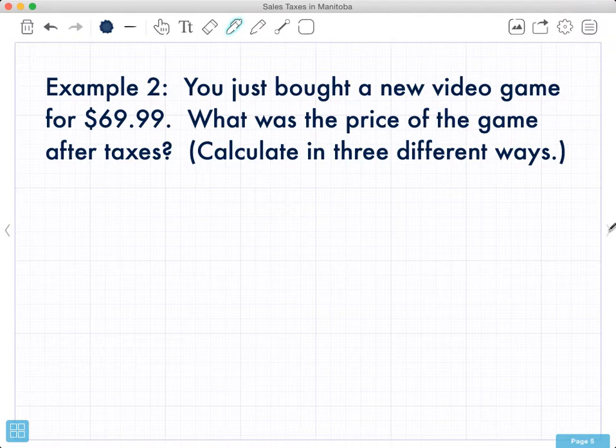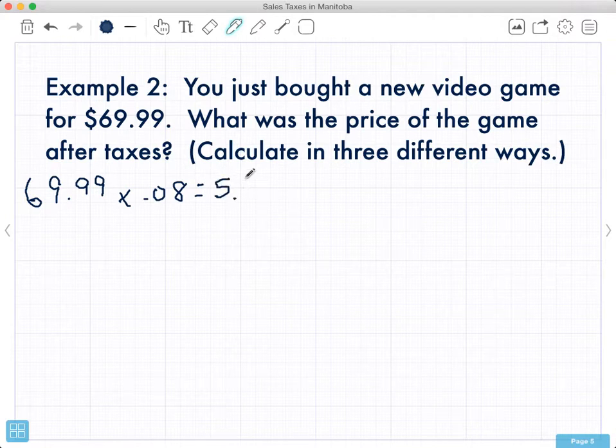In example 2, we're going to calculate the cost of a video game that was $69.99. We want to know what was the price after taxes. We're going to show you 3 different ways you can do the cost after taxes. The first method is what we just showed you. Take the $69.99 and we're going to do PST and GST separately. So we're going to times that by 0.08 for the PST.